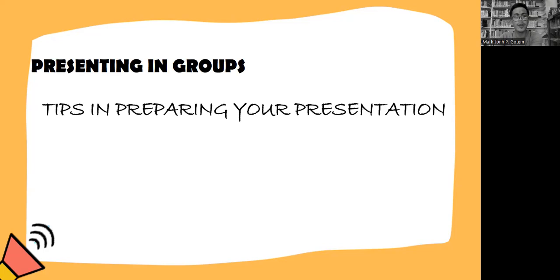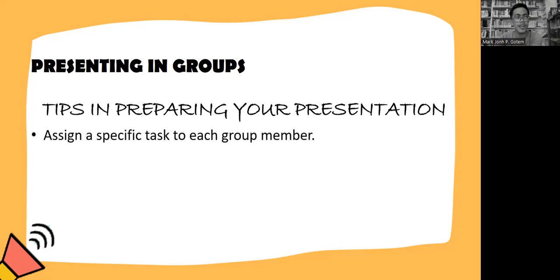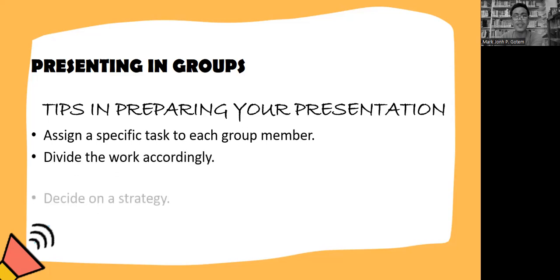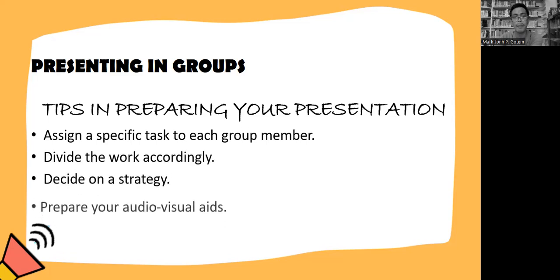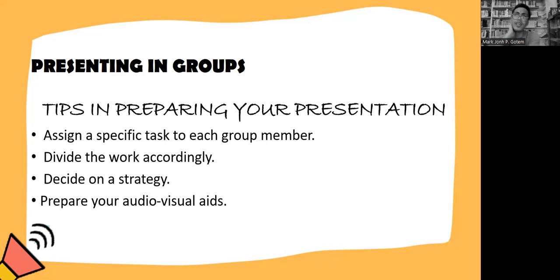Tips in preparing your presentation in terms of presenting in groups. Assign a specific task to each group member. Divide the work accordingly, decide on a strategy, prepare your audiovisual aids, practice on your own. If you are the leader, you should know the capabilities of your teammates or members.